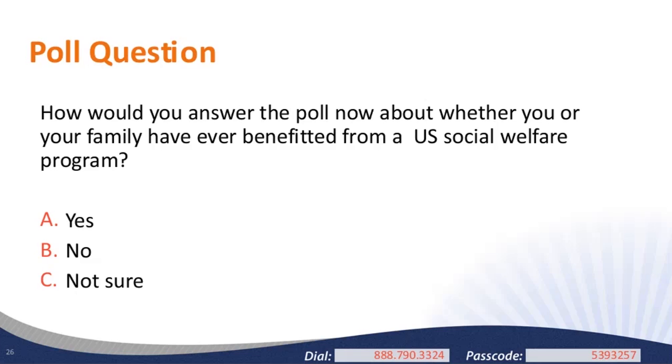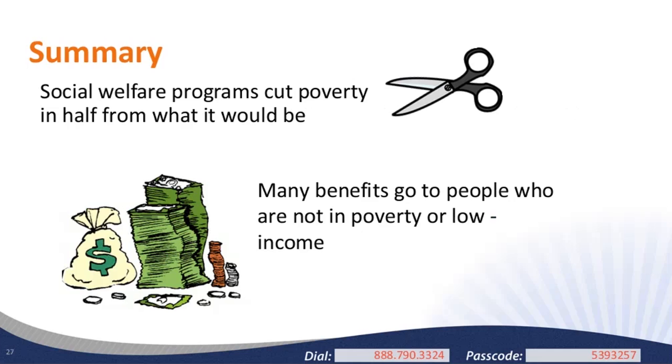First, going back to the first point that I made, if we can move on to that summary slide, U.S. social welfare programs do a lot to reduce poverty, and they cut it in half from what it would be without just those key federal assistance programs. Still leaves us with unusually high numbers of people in poverty, but nonetheless, radical poverty reduction effects.